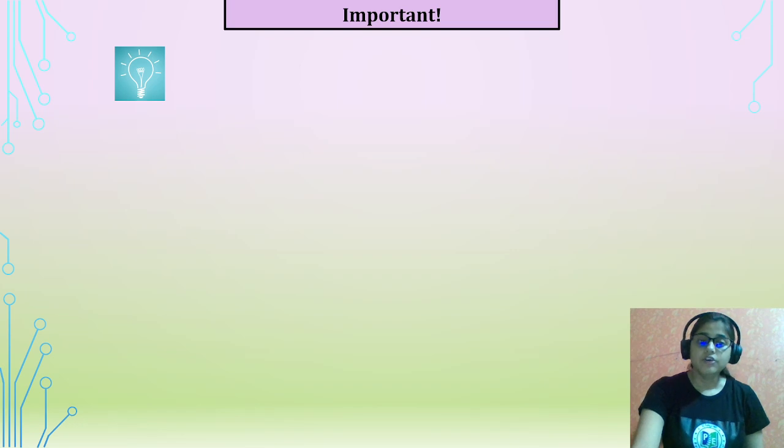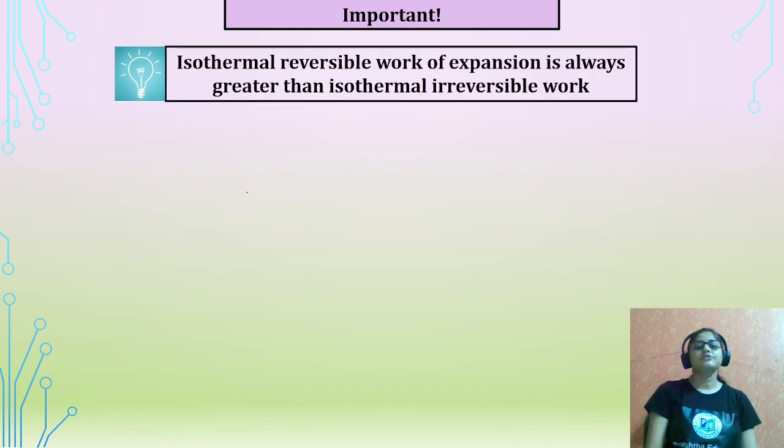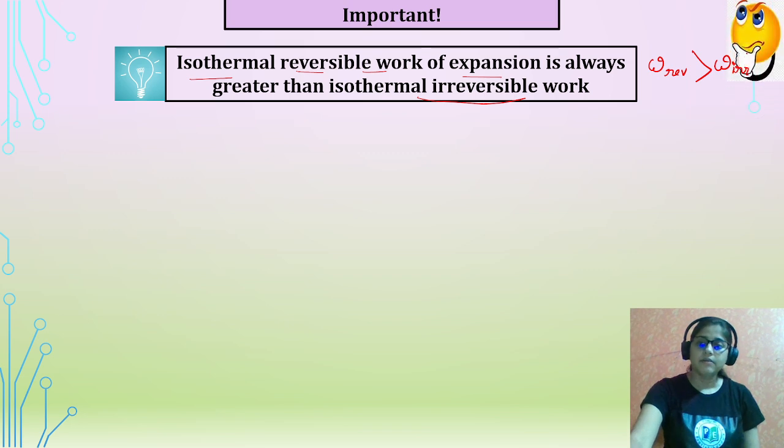Okay. So now important part. Isothermal reversible work of expansion is always greater than isothermal irreversible work. What does it mean? Isothermal reversible work of expansion is always greater than isothermal irreversible work. So simply if we write, W reversible is greater than W irreversible. How can we prove that?